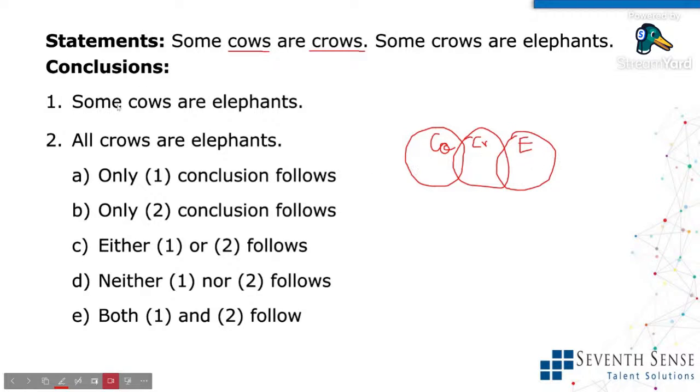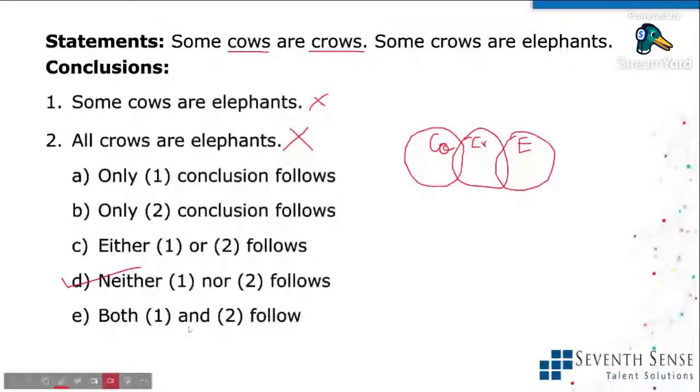Some crows are elephants. Now, what is your first one? Some cows are elephants. See, my cows are here, elephants are here. There is no connection between them anywhere. So, first one, put a big cross. Then all crows are elephants. I can say that some crows are elephants, but I can't say that all my crows are elephants. So again, a big cross. Both of them are crossed, which means option D, that is neither one nor two.